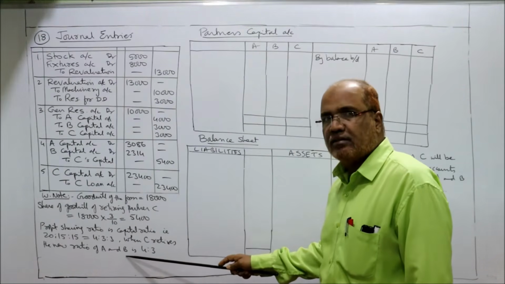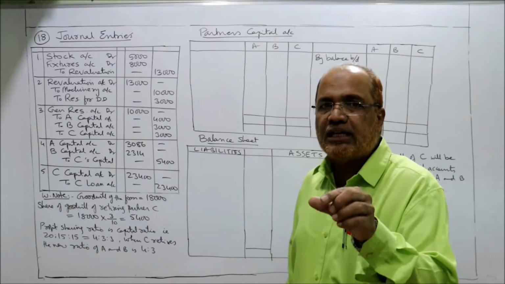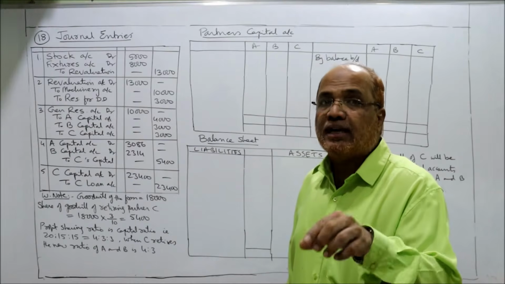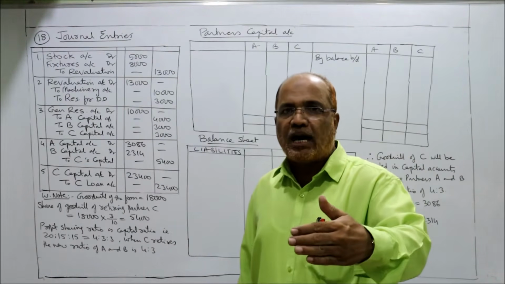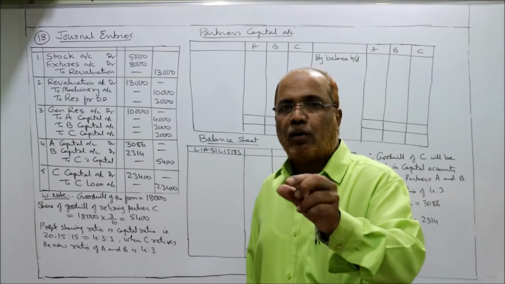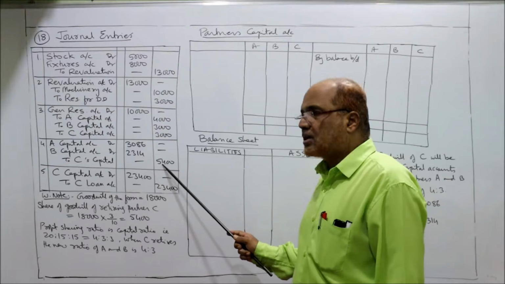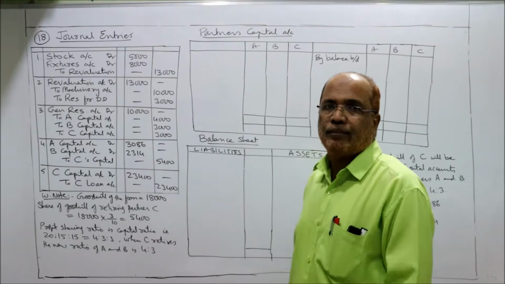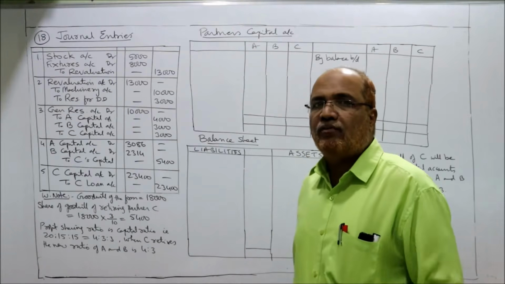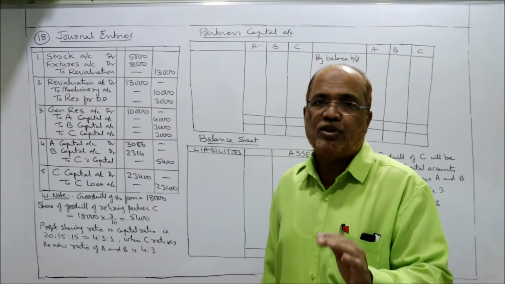Just now I have explained the goodwill. The share of goodwill of the retiring partner is adjusted in the capital account of the partners. So the partner who is retiring, we will credit his capital account. C is retiring, so C's capital account is credited. We have to give 5,400 rupees goodwill to C, whereas this 5,400 will be shared by A and B in the new profit sharing ratio.